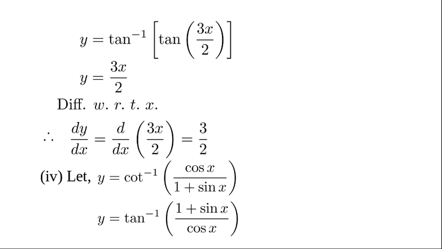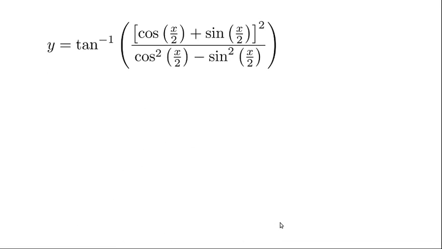So in the numerator, we make use of the formula 1 plus sin theta is (cos theta by 2 plus sin theta by 2) whole square. And in the denominator, we replace cos theta by the formula cos square theta by 2 minus sin square theta by 2. So we get this.